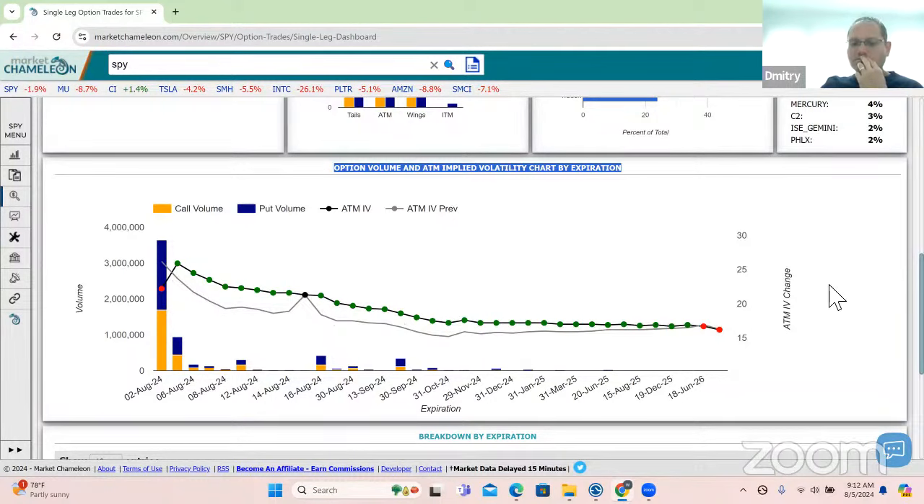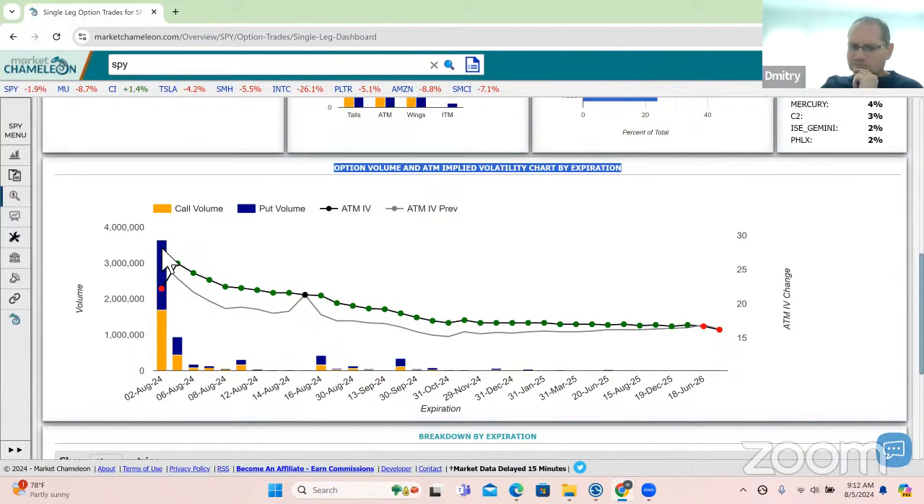And so here we see that most of the volume was in the 0 DTEs. After that, the next biggest expiration as far as trading volume was August 5th. And then you see that the volume kind of tapers off on a relative basis, right?